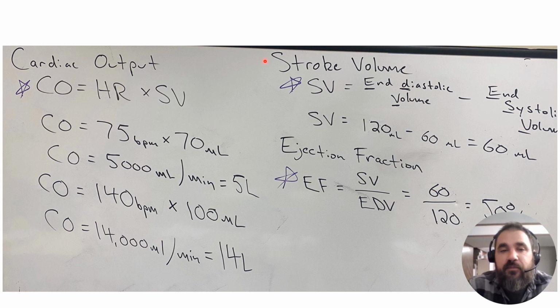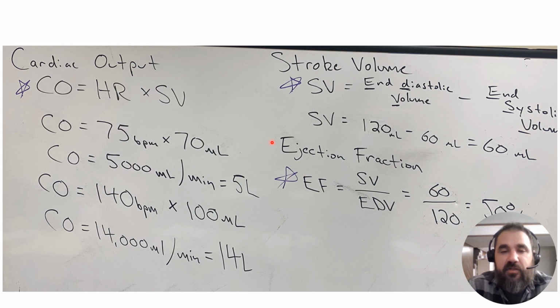Now stroke volume, how do we calculate stroke volume? Well, it's our end diastolic volume, and we subtract our end systolic volume from that. I already talked about this. At the end of diastole, the heart's the most filled with blood. At the end of systole, the heart's the least filled with blood. If you subtract those, the difference is the amount of blood that left the heart, which makes sense.